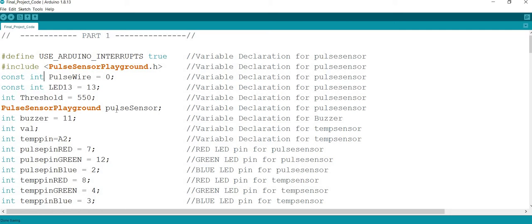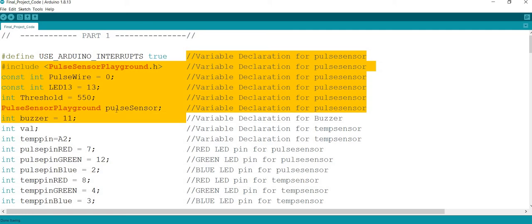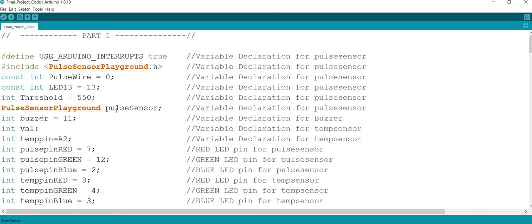I've also added some comments on the right side so you can understand what is going on inside the program. So this entire part is basically just declaring the variables for the pulse sensor, just telling it what kind of pins we're using in the Arduino board, etc.